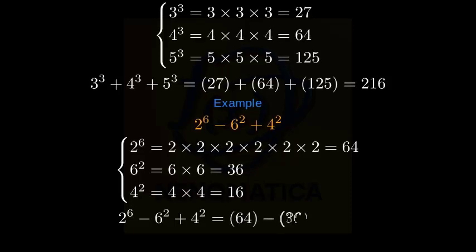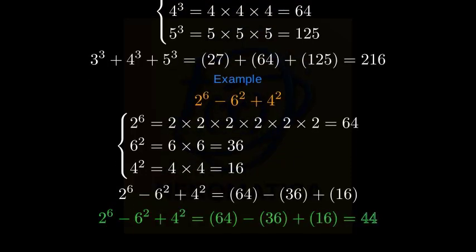Now we combine these values, applying the operations. 2 to the power of 6 minus 6 squared plus 4 squared equals 64 minus 36 plus 16. Calculating this expression, we get 44 as our final answer.